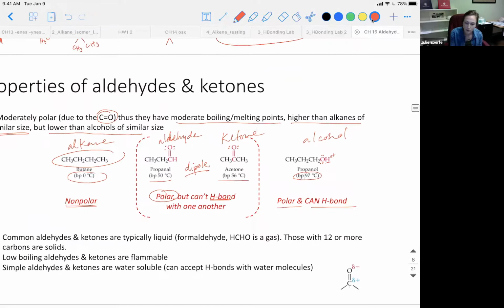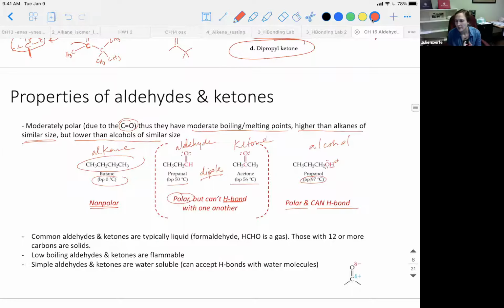So if I were to give you a problem like this on the exam, where I give you an alkane or an alkene, or an entirely non-polar molecule, then an aldehyde, a ketone, and an alcohol, and say put them in order according to their boiling points, this figure helps indicate that alcohols are always going to have the highest, the alkanes or the alkenes are always going to have the lowest boiling points, and then the aldehydes and the ketones will be in the middle. Okay, they have moderate boiling points.